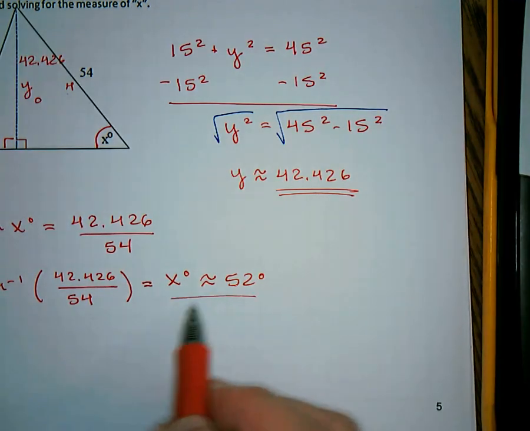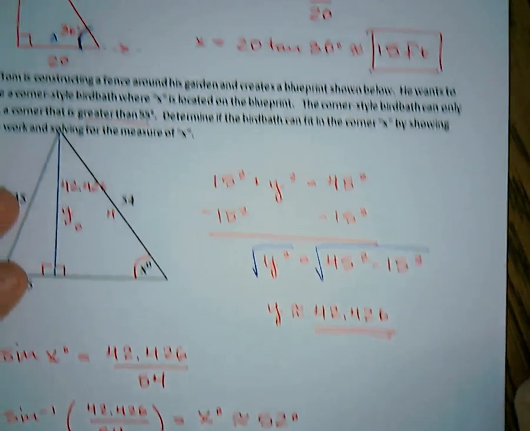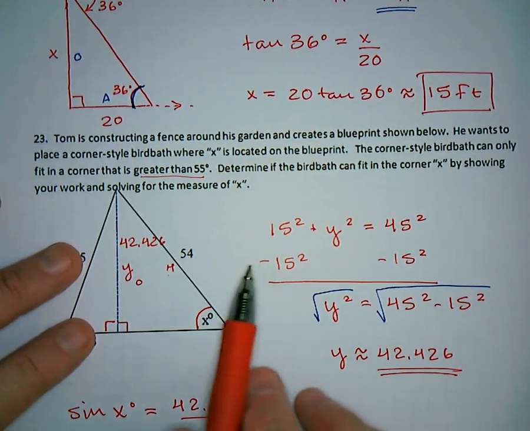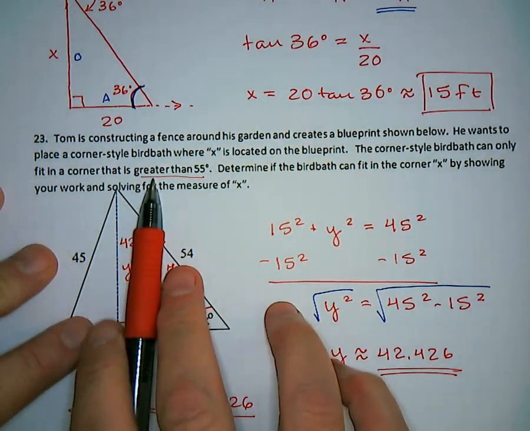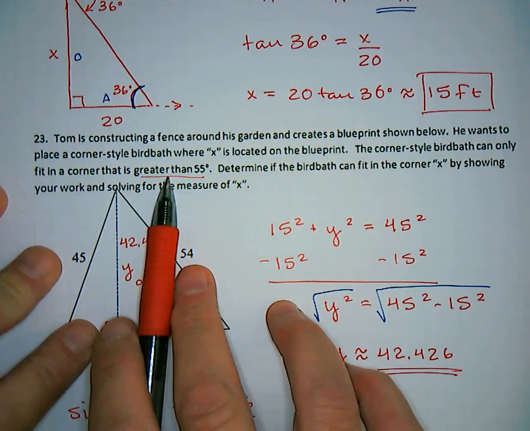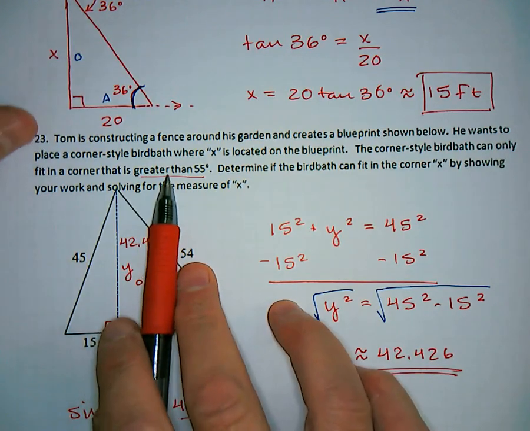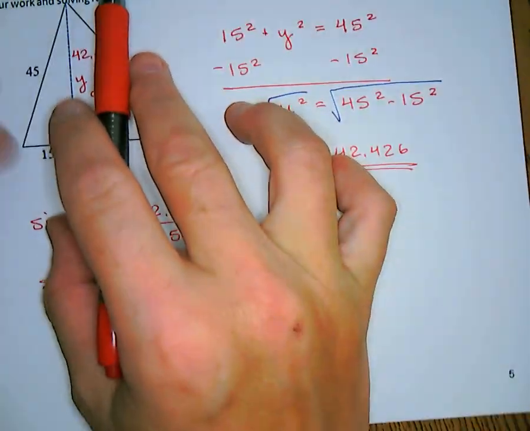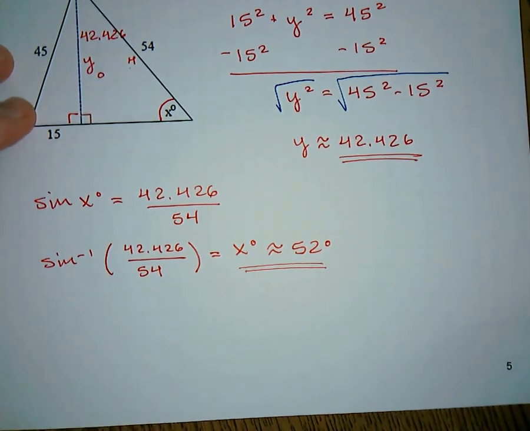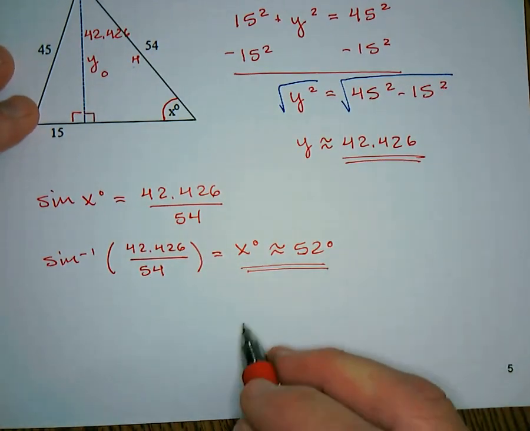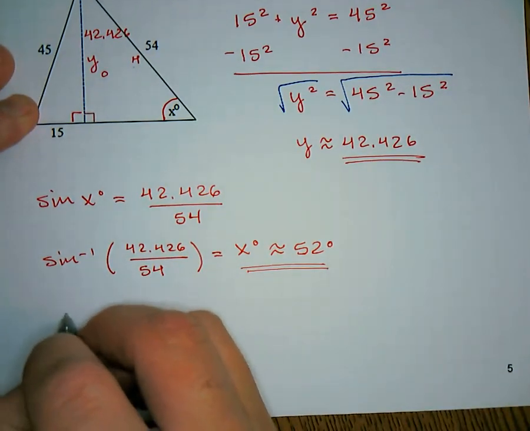Well, if our angle is approximately 52 degrees, remember what they were looking for here. We need this bird bath can only fit in an angle that's greater than 55 degrees. Well, if it's not greater than 55, it's not going to fit. Well, 52, hopefully we can all agree, is definitely not greater than 55. So our answer here is going to be no.